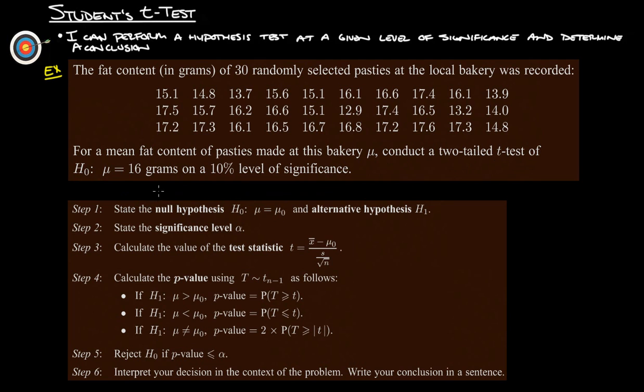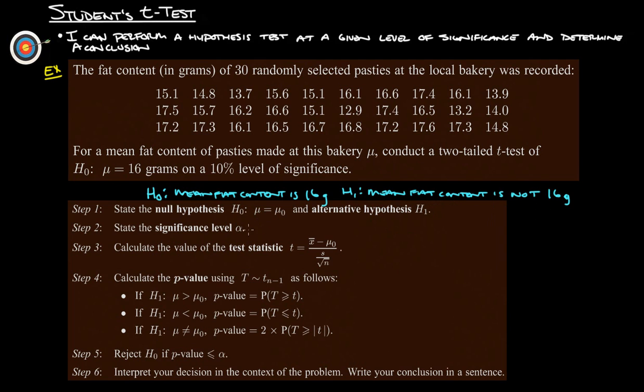So, step one, null hypothesis. H0 is going to be that the mean fat content is 16 grams. So, basically what they're claiming: the mean fat content is 16 grams. Okay, so that means the alternative hypothesis is that it's not 16 grams. Mean fat content not 16 grams.